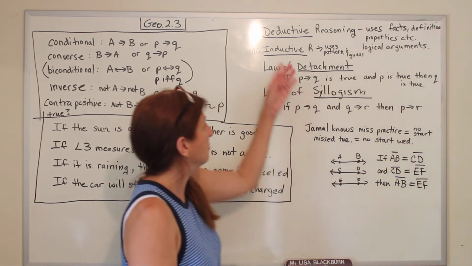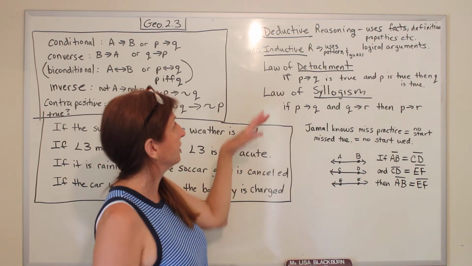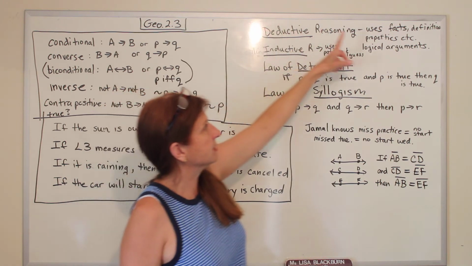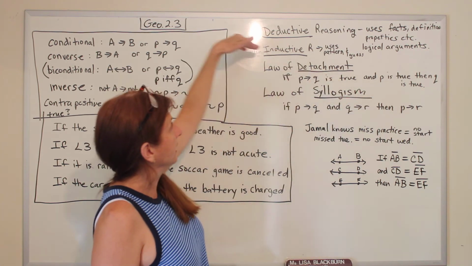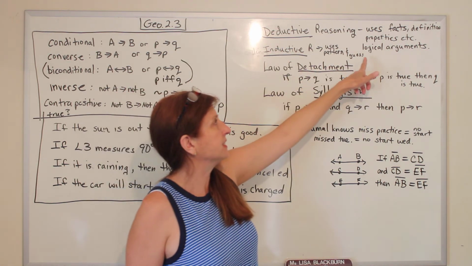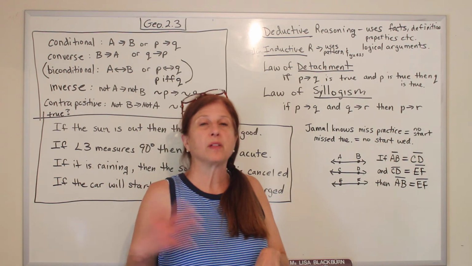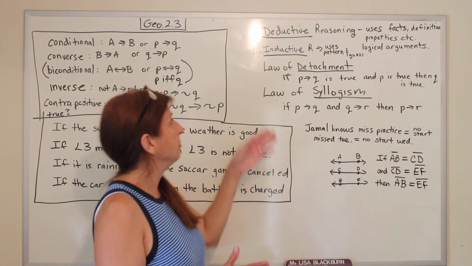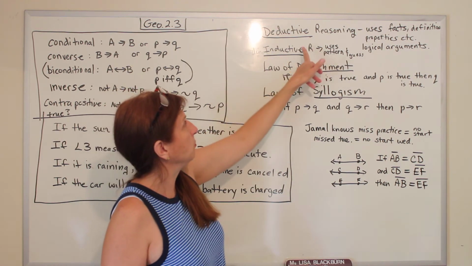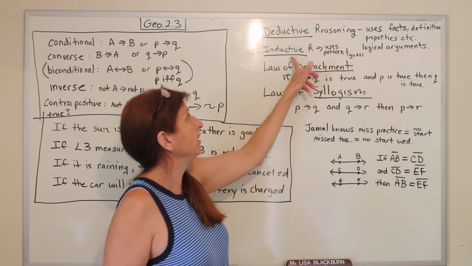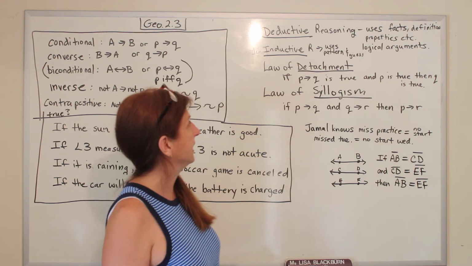All right, so what we're learning about is deductive and inductive reasoning, and we talk about this in science class when I teach that too. Deductive reasoning uses facts, definitions, properties to make logical arguments. Inductive reasoning uses patterns and guesses, and really both have a place in science. Sometimes you have to guess with a hypothesis and then go test it. But with math, we like this deductive reasoning one.